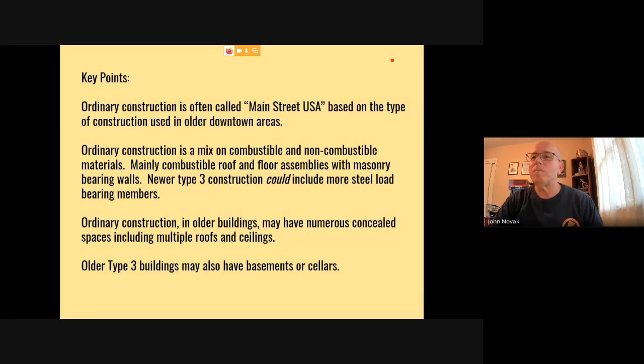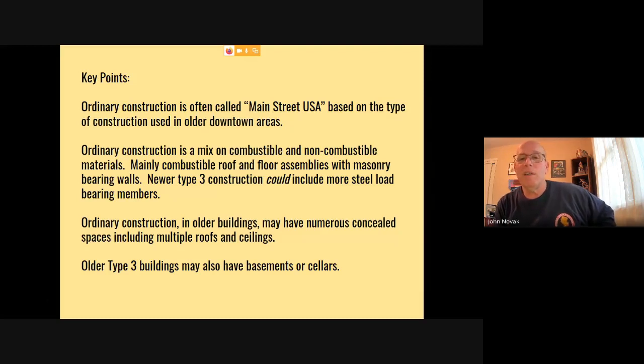All right, so some key points, some takeaways from this part 3 of our building construction series. Ordinary construction, again, it's often called Main Street USA. It's based on a type of construction that was used in older downtown areas. Ordinary construction is a mix of combustible and non-combustible materials, mainly combustible roof and floor assemblies with masonry bearing walls. Newer type 3 construction could include more steel and load bearing walls.